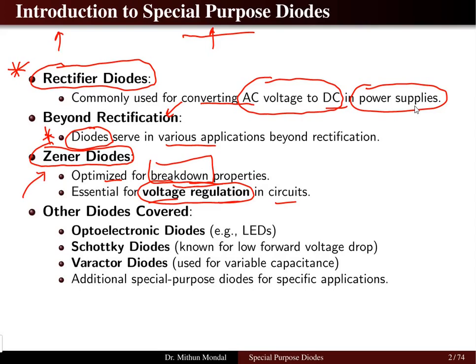Apart from the Zener diodes, we will discuss other diodes such as the optoelectronic diodes, for example the LEDs, which are the light emitting diodes, the Schottky diodes, also known as the low forward voltage drop diodes, and the varactor diodes used for variable capacitance. Many other additional special purpose diodes we will also see in lecture 4.